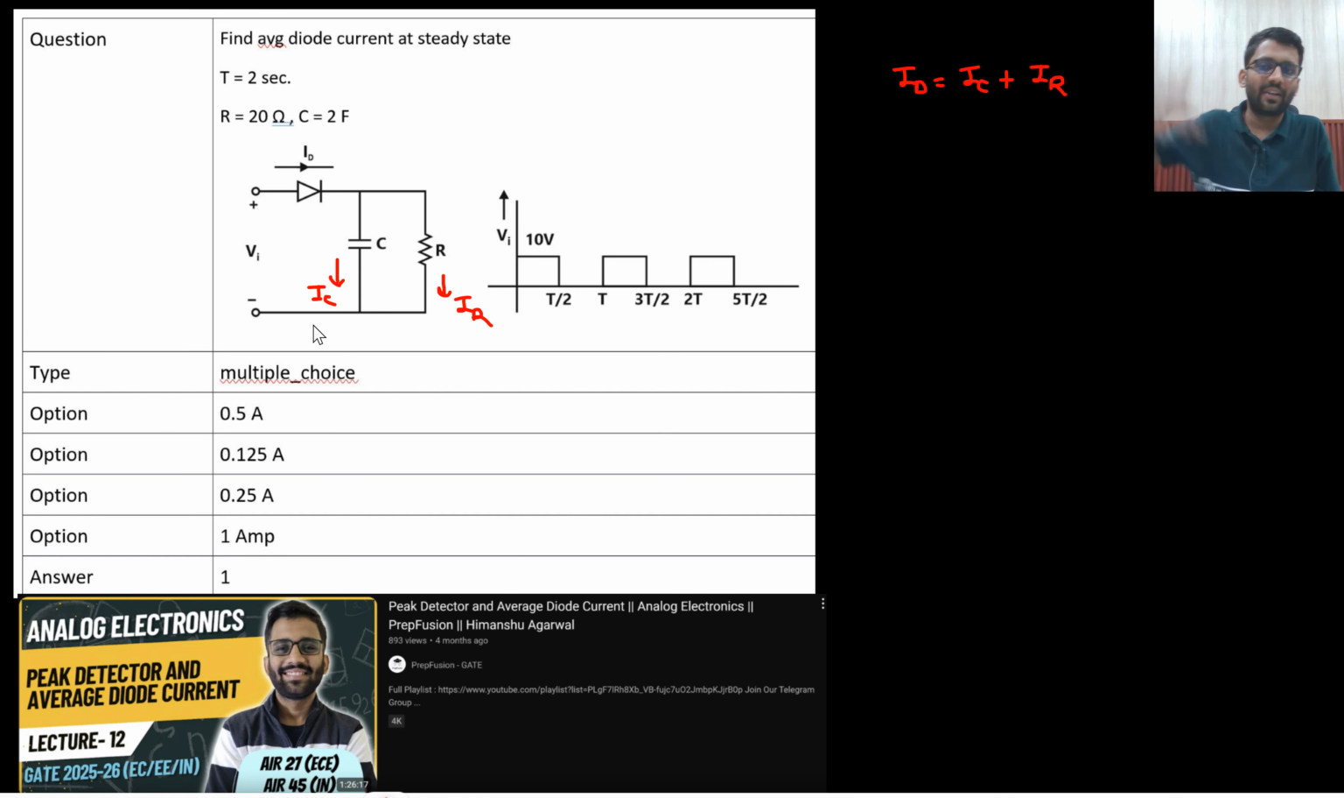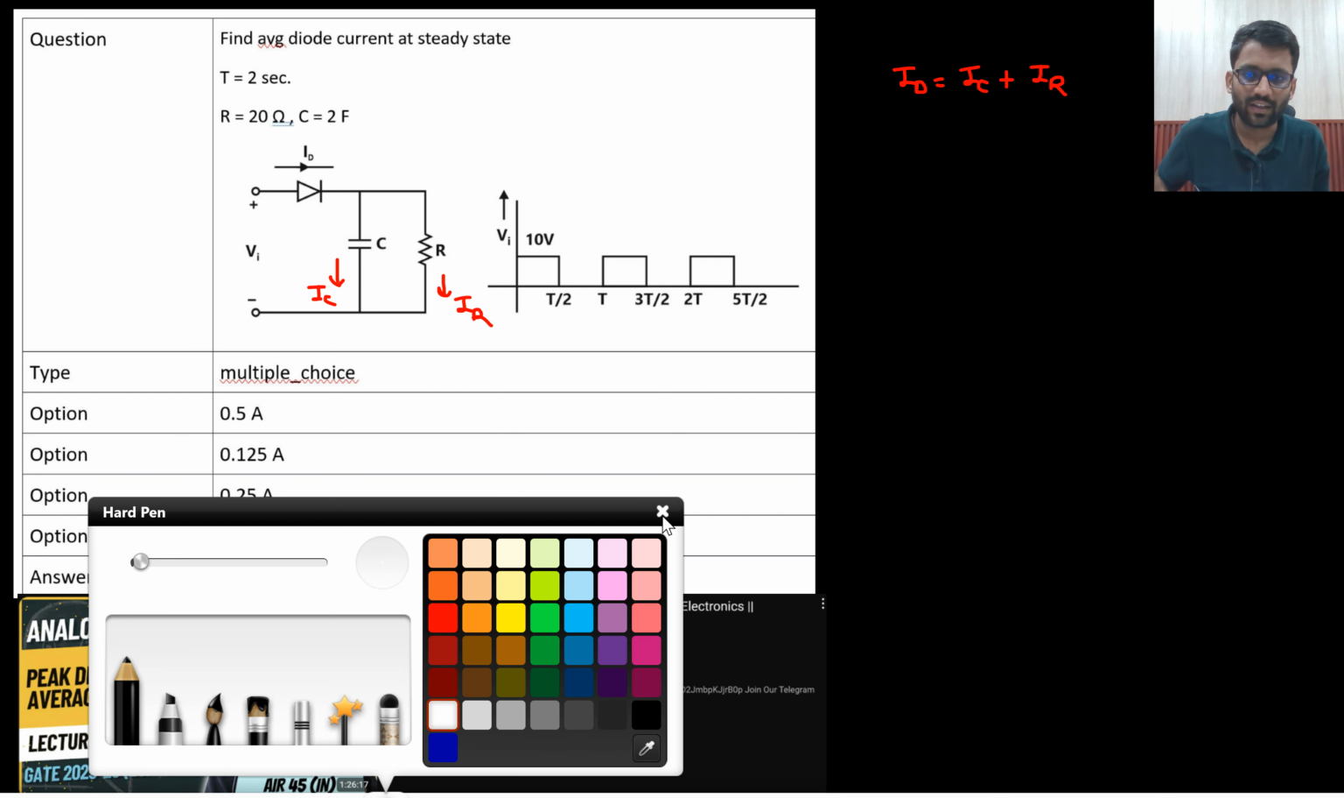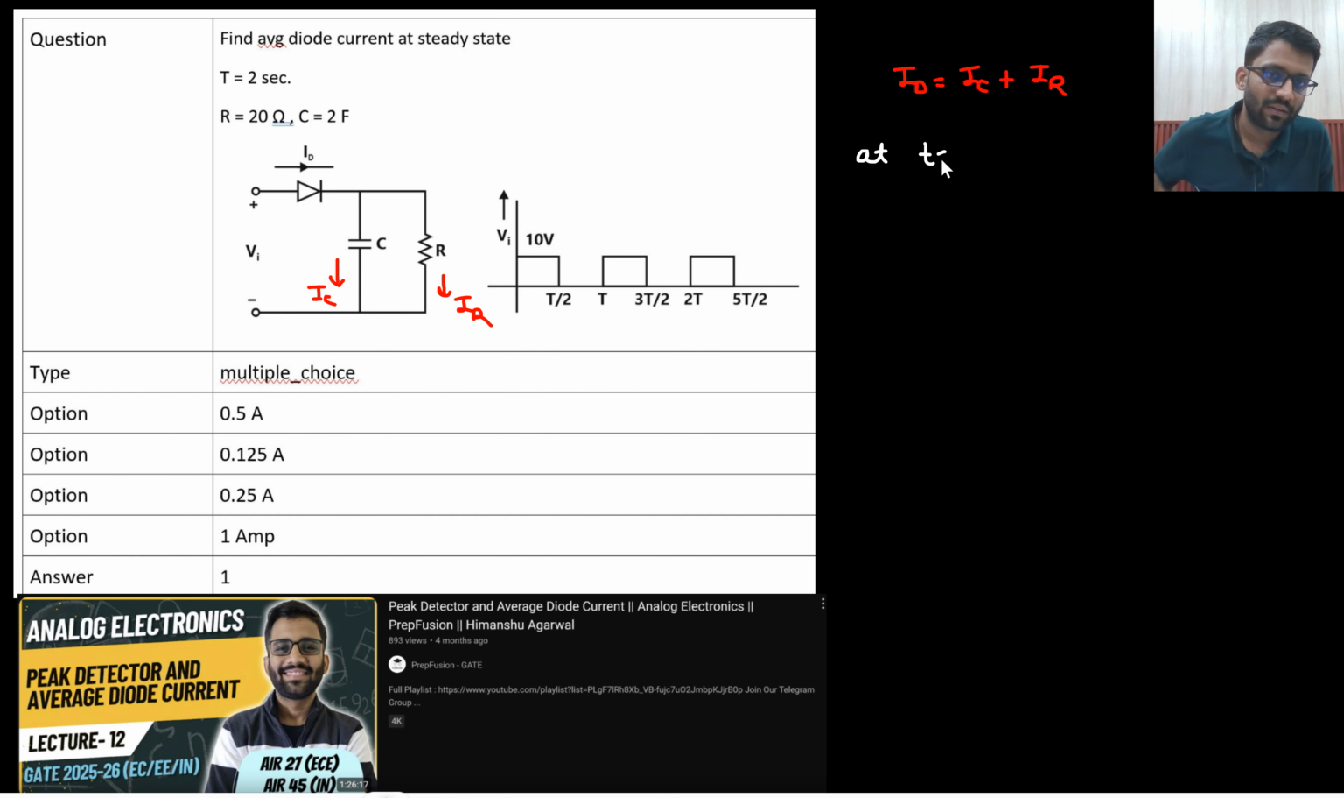Now initially what will happen? 10 volt will come directly. Capacitor is having 0 voltage. Diode will turn on. So at t equals to 0 plus, from t equals to 0 plus, diode will turn on. Capacitor will charge to 10 volt directly, right? Tell me what will be the capacitor current. Can you tell me? What is capacitor current? Capacitor current is C dVc by dt.